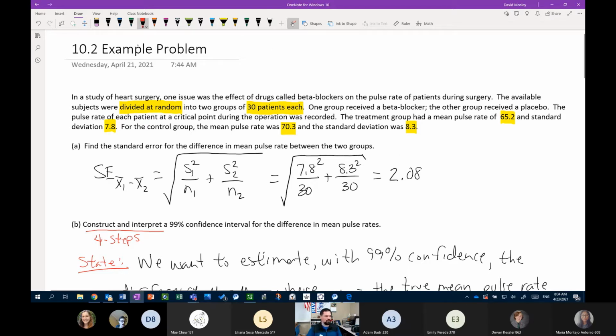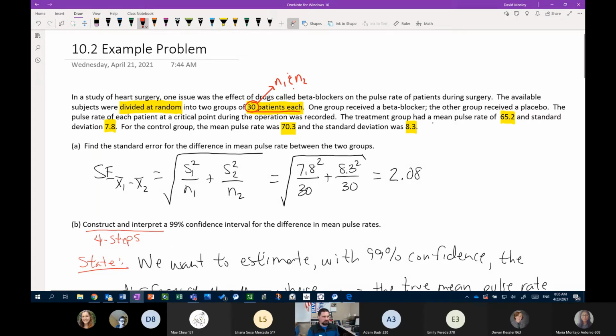So in our context here, we have a few things to highlight. Right here, the 30 patients each. That gives us the sample size from both populations. This 30 here will be n1 and n2. So that's good to know. We have our two groups. The treatments were essentially randomly assigned, so that's going to be good later.